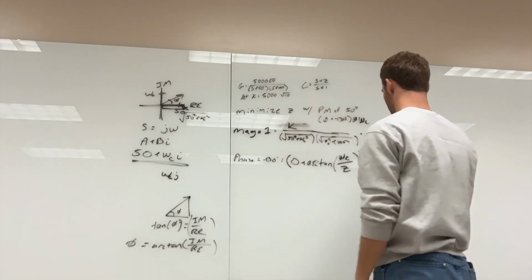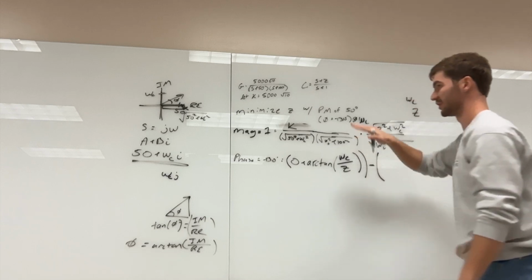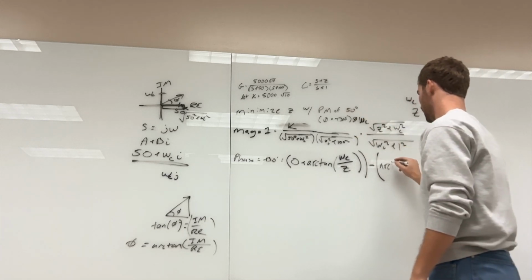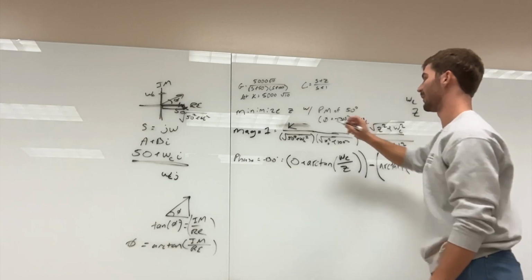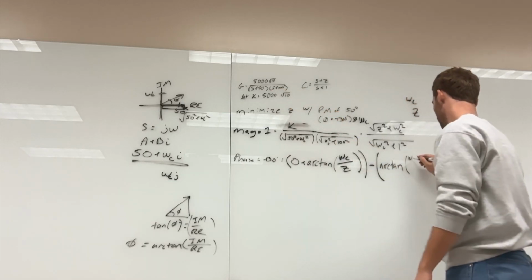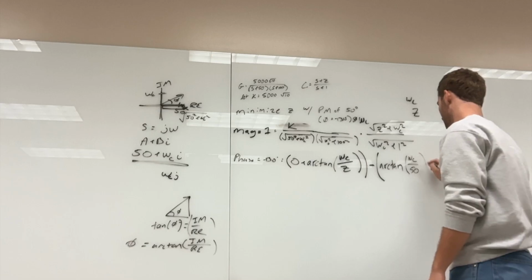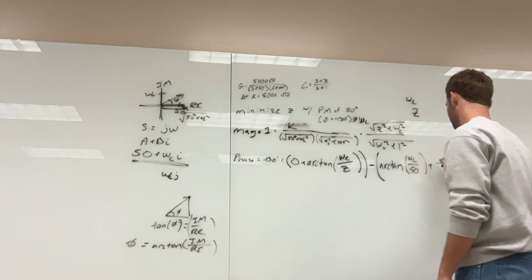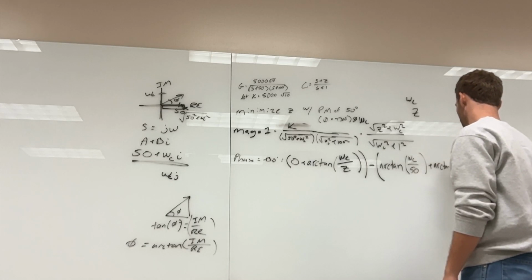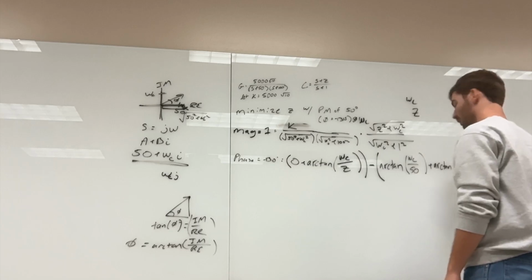Now you do your denominators, so you subtract the sum of your denominators. You get arctan of your imaginary, which is omega c, over your real, which is 50. Plus arctan of omega c over 100.